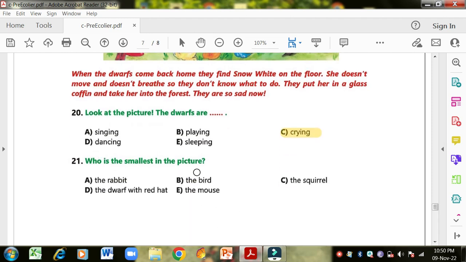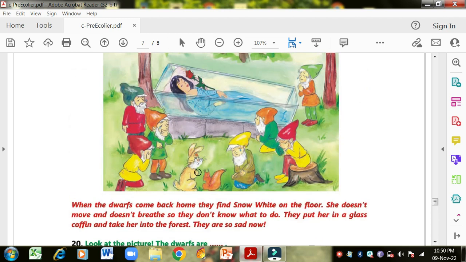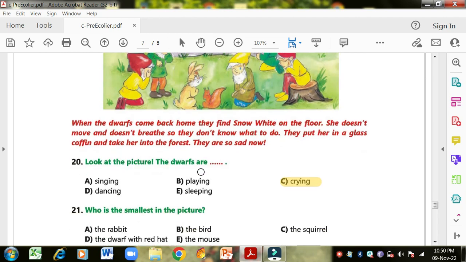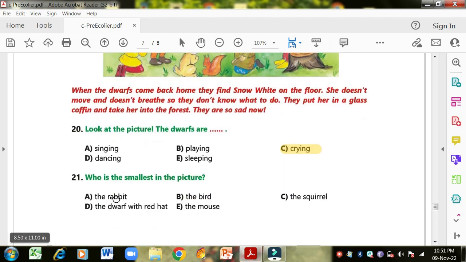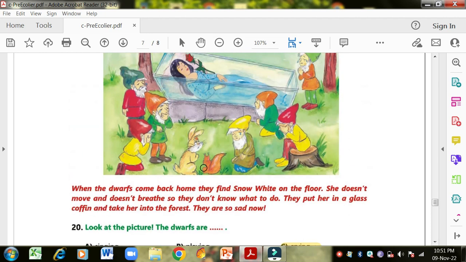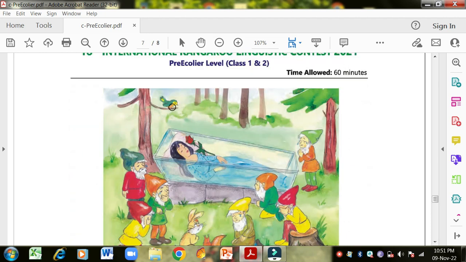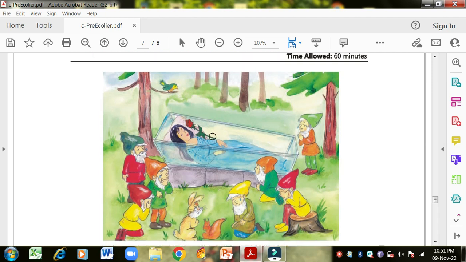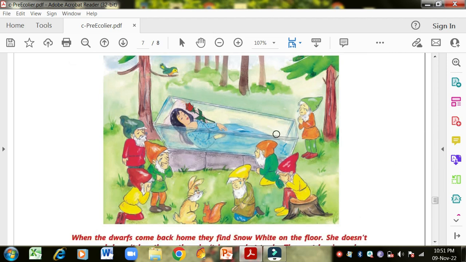Who is the smallest in the picture? Now listen, beta, see it very carefully. Which is the smallest thing or animal? The rabbit is the smallest. See, this is the rabbit. Is it the smallest? The bird is the smallest. See, where is the bird? Here on the tree. You have to go through all the options. Just don't see one option and mark it correct. No, first read all the options, and after that you can decide which one is correct.